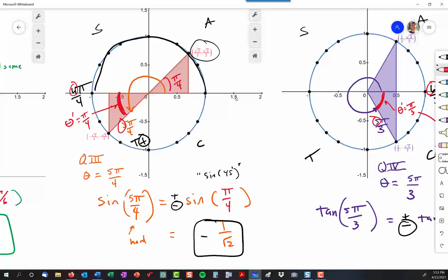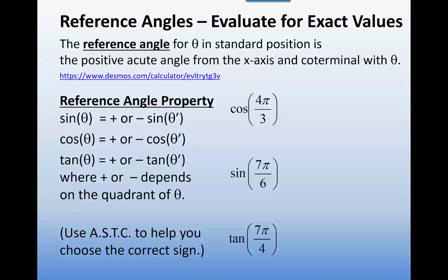Okay, with that, hopefully that's helped with a little bit of the logic in this. Let's practice some more. All right, let's practice the reference angle property just a little bit more. And I'm focusing on radians. Once you get the hang of this, most students can figure out how to do this with degrees a lot more easily than with radians. So that's why I'm concentrating on the problem with radian inputs.